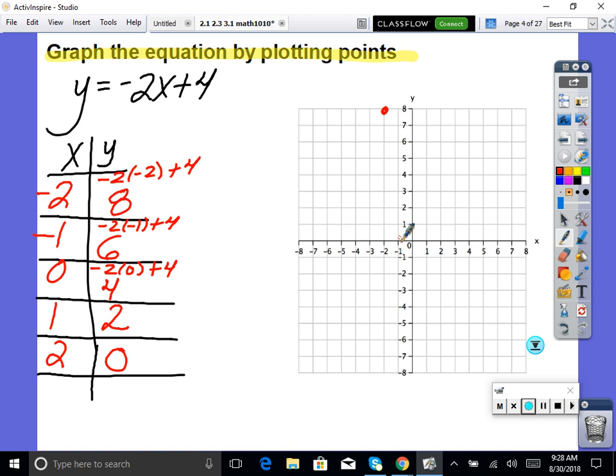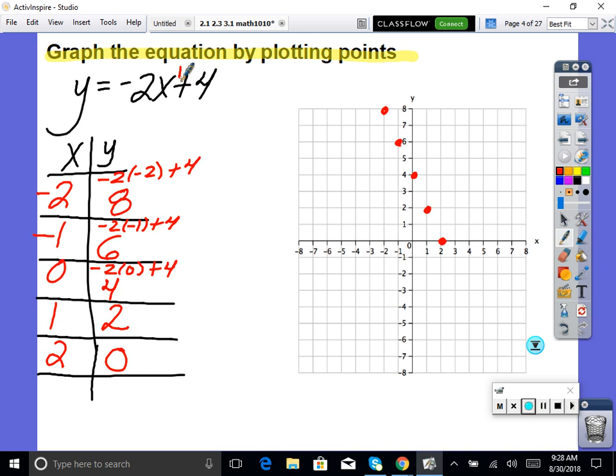Over -1 up 6 units. Over 0 up 4 units. Over 1 up 2 units. Over 2 up 0. Now it's a line. Degree 1, so it's looking good. It's kind of nice to have in the back of your mind what it should look like.